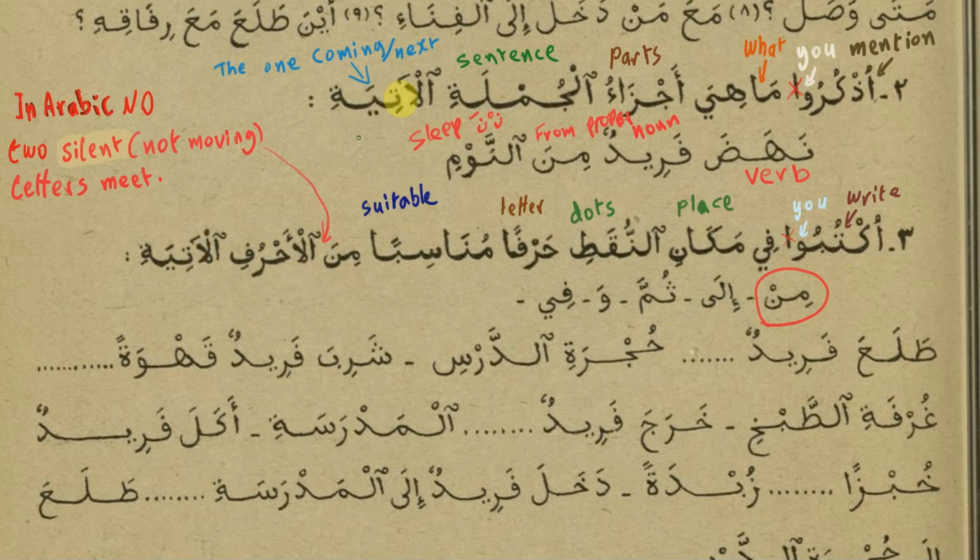We discussed this آتية here before. So اكتبوا في مكان النقط حرفا مناسبا من الأحرف الآتية. اكتبوا في مكان النقط, write in the dots place, حرفا مناسبا من الأحرف الآتية, a suitable letter from the coming letters or the next letters, meaning these here.